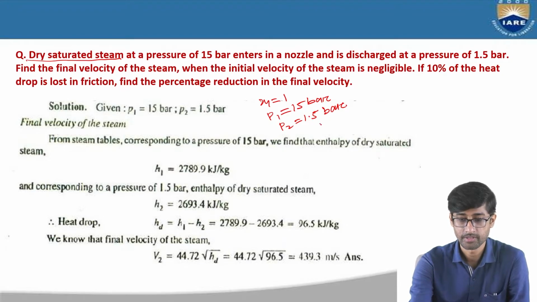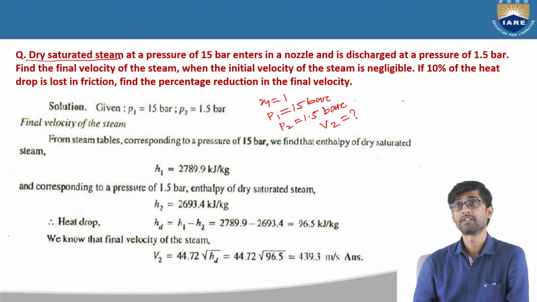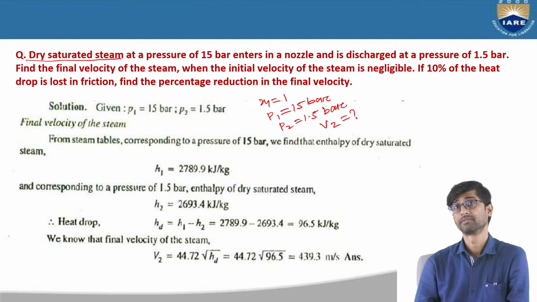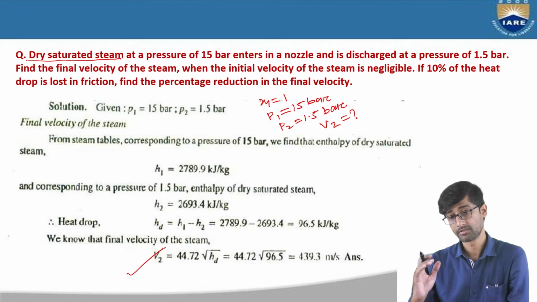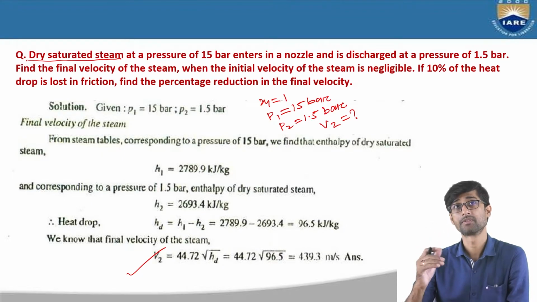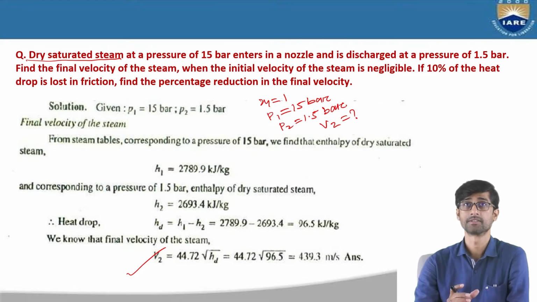Calculate the final velocity of steam. That means what is the velocity V2 that you have to calculate when the initial velocity is negligible, right? If 10% of heat drop is lost in the friction, what is the percentage reduction in the final velocity? First we have to calculate what is velocity V2. Then after considering the 10% of heat drop in the friction, we are again calculating what is the exit velocity. Then you have to calculate the percentage reduction. What is the percentage reduction in the final velocity, right?